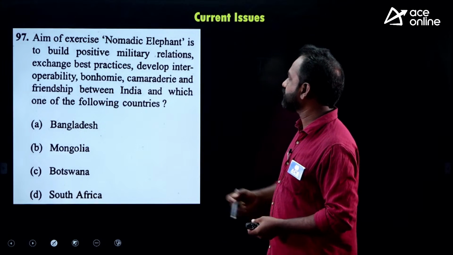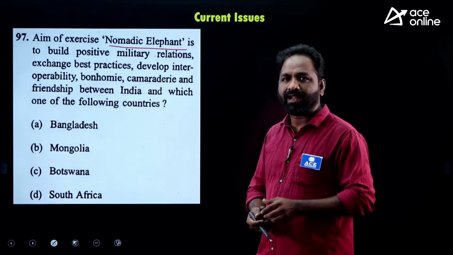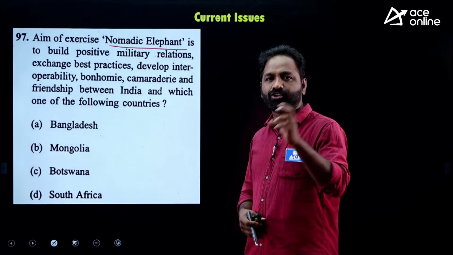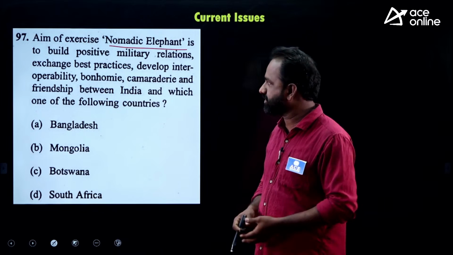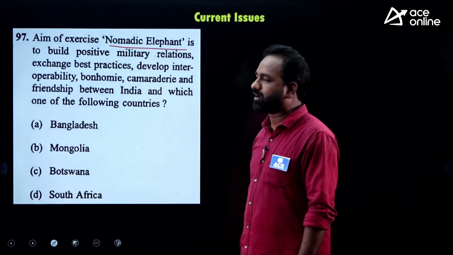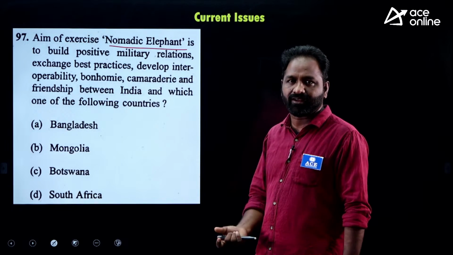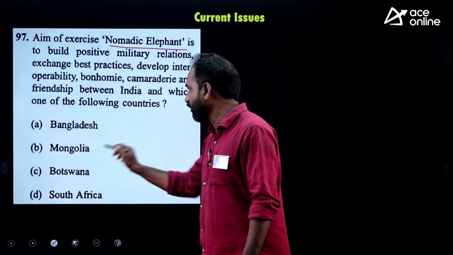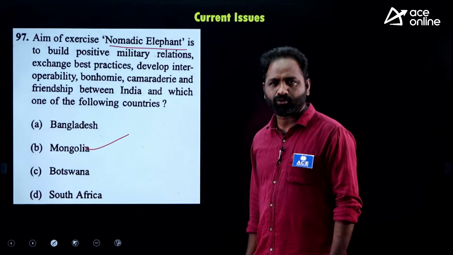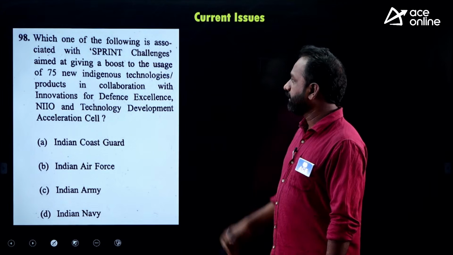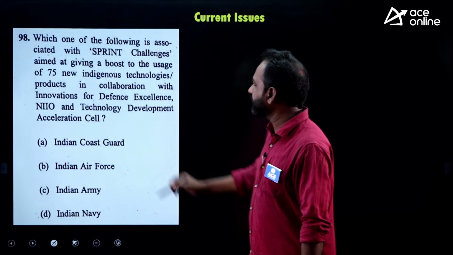97, aim of the exercise Nomadic Elephant. Every year India and other countries conduct joint exercises, military, navy exercises. There is one such exercise called Nomadic Elephant, and this exercise happens every year in India and Mongolia. Very simple question. Next, which of the following is associated with the Sprint Challenge?